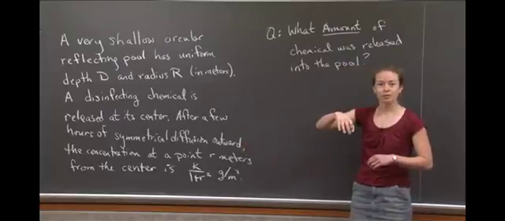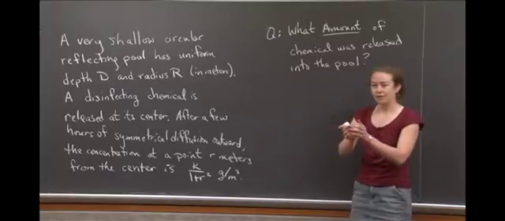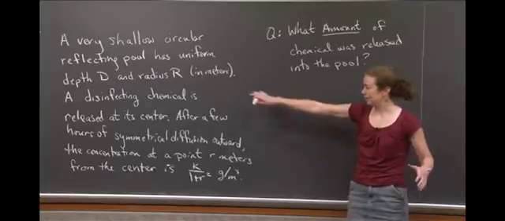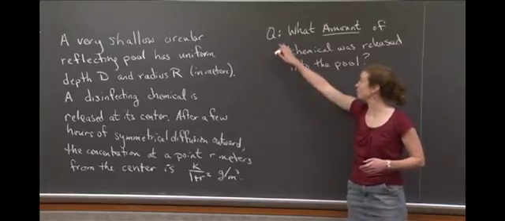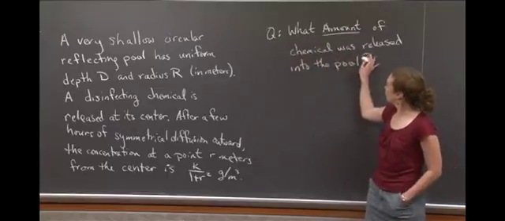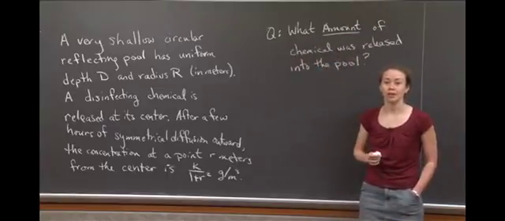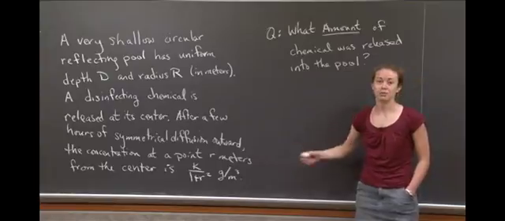So we drop some chemical into the middle of the pool, and then it diffuses outward. That's the idea there. Now the question is the following. What amount of chemical was released into the pool? And obviously the amount will be in grams.